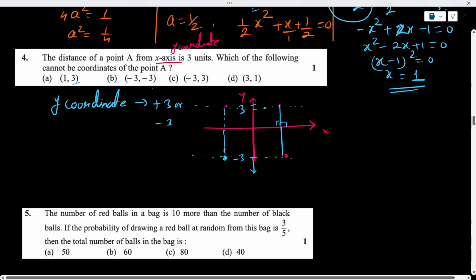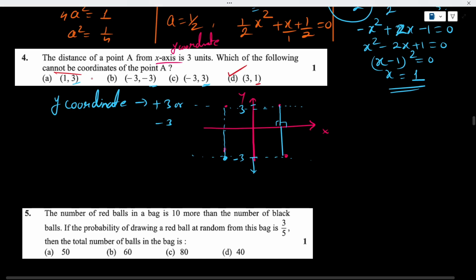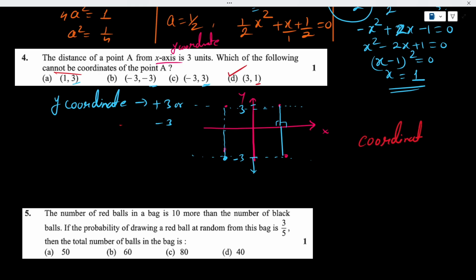So option A is true. Minus 3 is also true. 3 is also true. So what is the right option? What cannot be? Because it says what cannot be the y-coordinate, it will be 1. So option D is not true. That is why you are going to take the answer as option D. This is your coordinate geometry chapter MCQ question. The previous question was from quadratic equations.